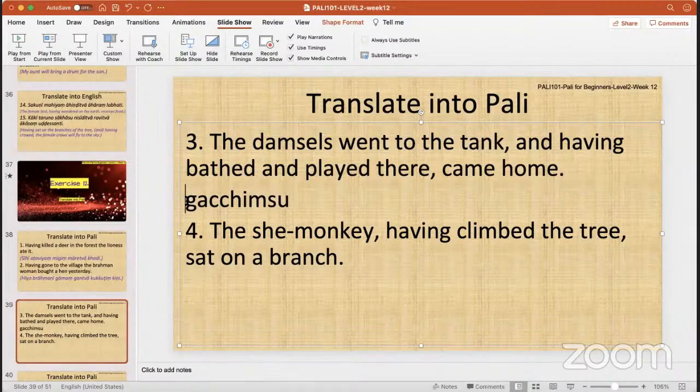So the damsels. What is the word for damsels? Them, so the girl. Yuvati. Yuvati, Yuvati, Yuvatiyo, right?